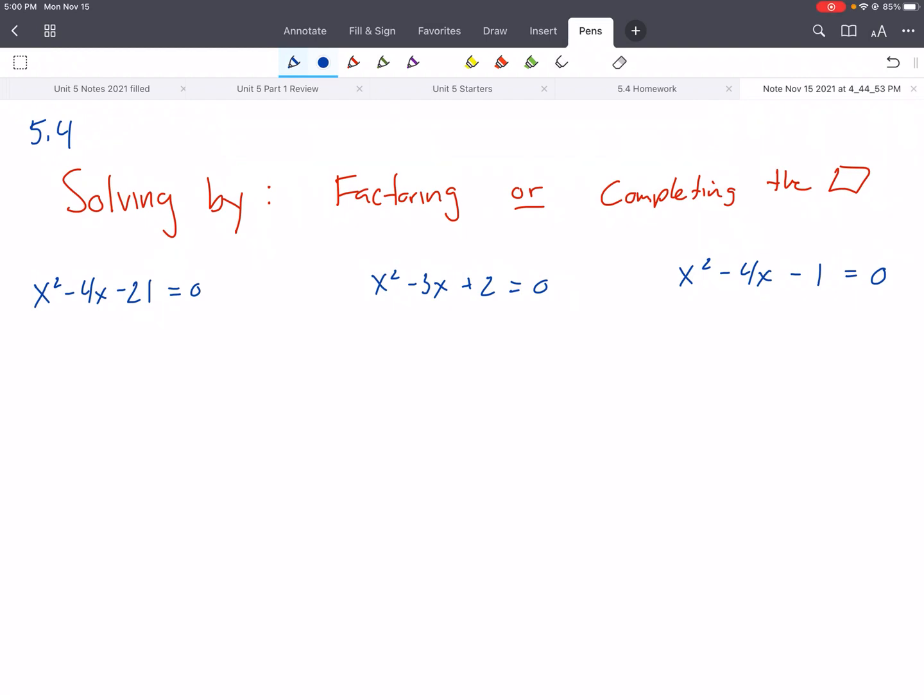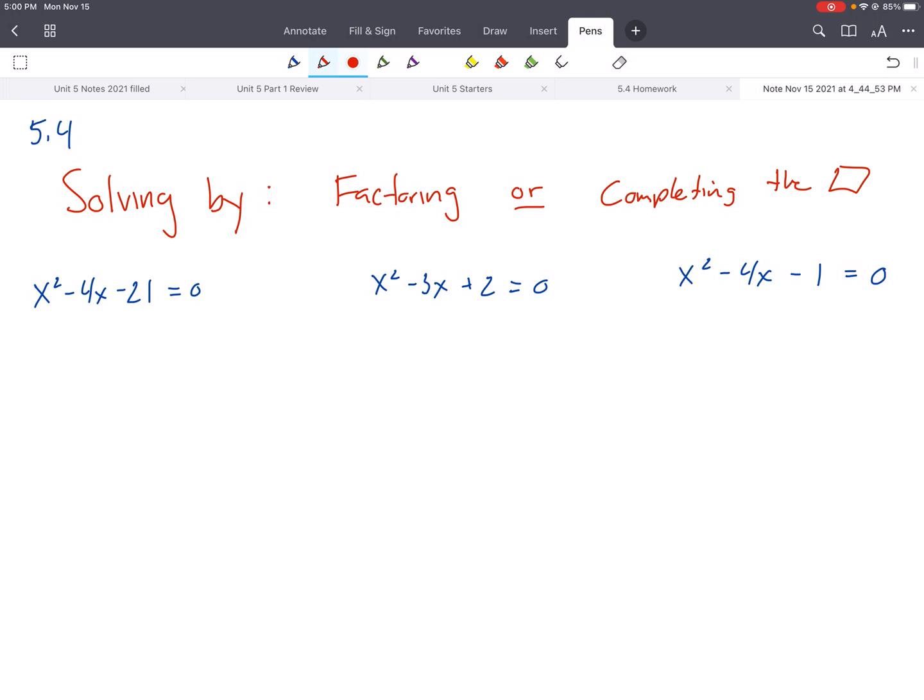Alright everybody, I'm just doing a little video for 5.4 in case you weren't here. Today we're going to kind of combine 5.1, 2, and 3. And it's just going to be a homework. There's not anything for the notes, so this is why I'm just doing a little video on this.